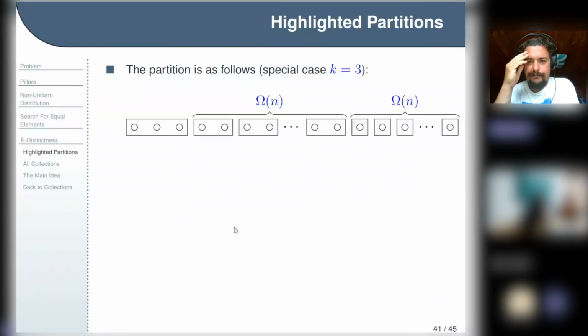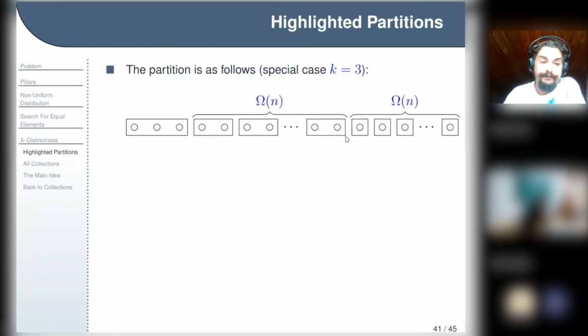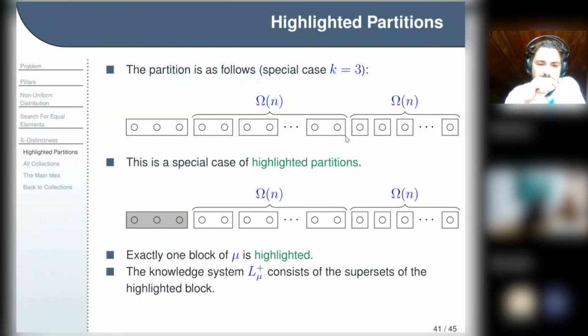So this is the worst case partition, as follows. This is a special case of k equals 3; for arbitrary k, it's the same. So I have one k-tuple, one tuple of k elements which are equal, and then I have a linear number of, in this case, 2-tuples and singletons, so a linear number of tuples of size less than k. Okay, and then I have this highlighted partition.